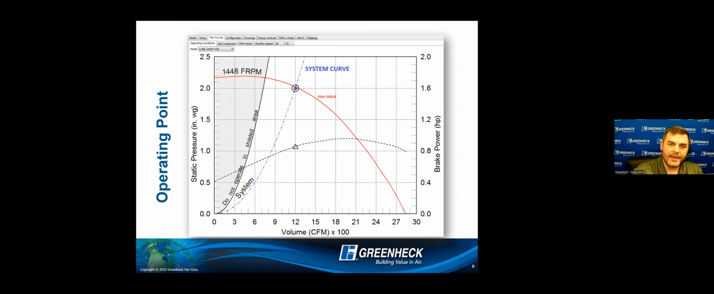But the spot where the system resistance line and the fan curve intersect, where they cross each other, you'll see I have a little black circle right there. That's called our operating point. Where they intersect, that's where that fan at that RPM is going to perform, right? So in a system that has 2 inches of static pressure, this fan at 1448 RPM will move 1200 CFM.